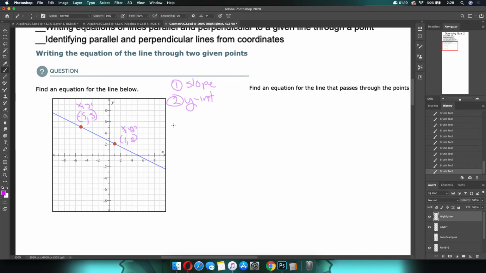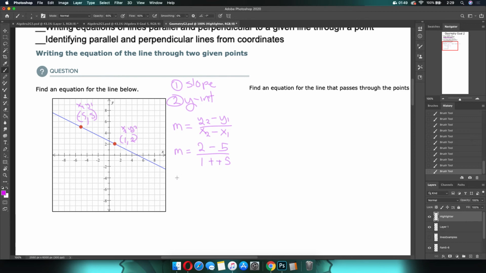So if we remember back from Algebra 1 and Algebra 2, what is the formula for slope? Change in y over change in x. And now that all of our numbers are very conveniently labeled, we know what to do from here. So m equals y2, which is 2, minus, what's y1? 5. What is x2? 1, minus, what is x1? -5.